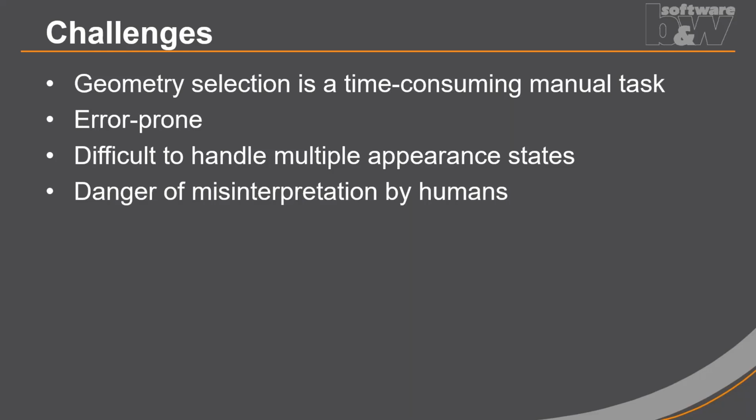In addition, it's also of advantage to have multiple color states or appearance states within the model. For example, one for the manufacturing purpose, one for the quality purpose. So it's not quite easy to have them simultaneously. And also there's a danger of misinterpretations by humans, so that is already mentioned.